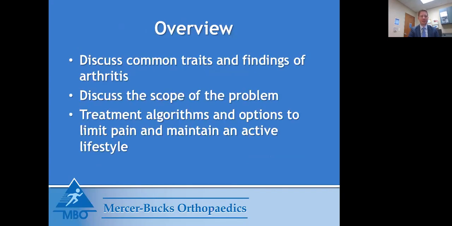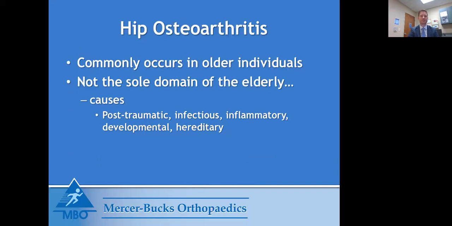All right, so the purpose of this discussion is largely to discuss the common traits and findings of hip arthritis, discuss the scope of the problem, and the various treatment algorithms and options to limit pain and maintain an active lifestyle. So what is hip arthritis?